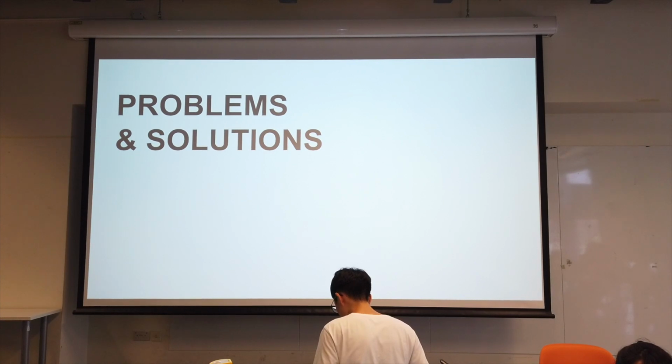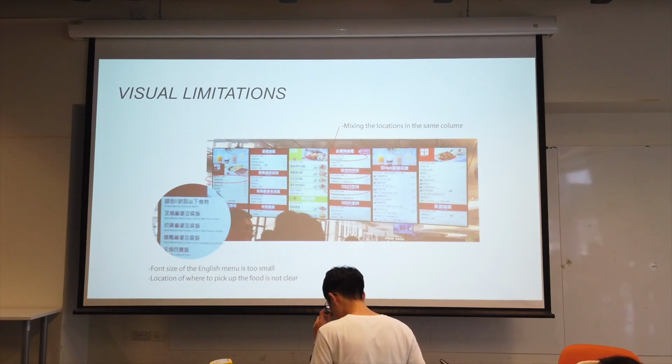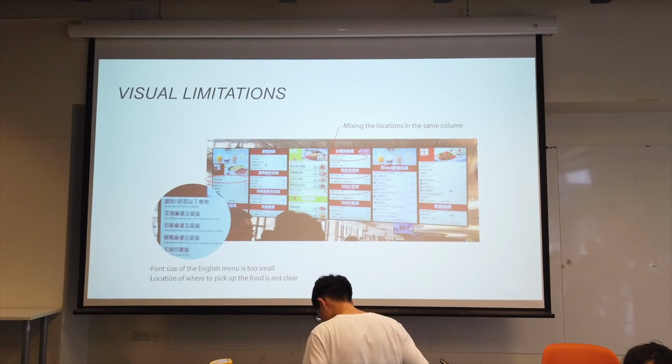So next up, we'll be talking about 3 problems and solutions that we proposed. The first one, as Michael mentioned, was visual limitations. We found that the menu in the old canteen has a lot of choices, and it could be too overwhelming for local and non-local students. There's a mix of different cuisines, and mostly the font size is bigger in Chinese, and the English menu is really small. You can only read it if you're really up close, but there's always a crowd of people in front of the menu.